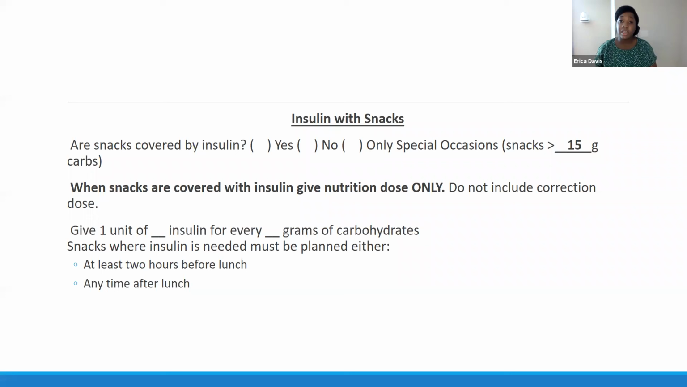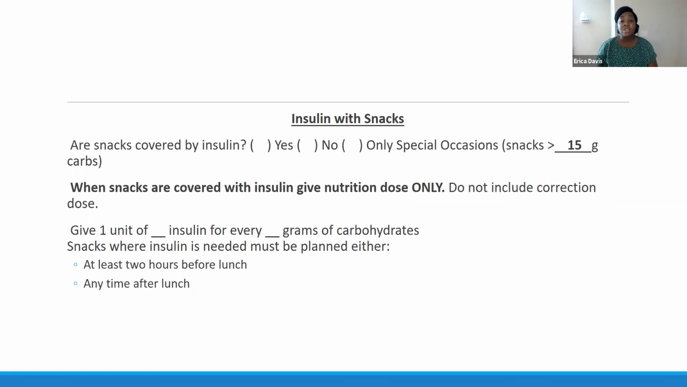We say generally also anytime after lunch, we're kind of outside of that insulin stacking window a little bit more so than if we were to give that insulin before lunch. So anytime after lunch should be fine, especially when we are encouraging the child to take insulin with their snacks, especially if they need insulin with every snack.